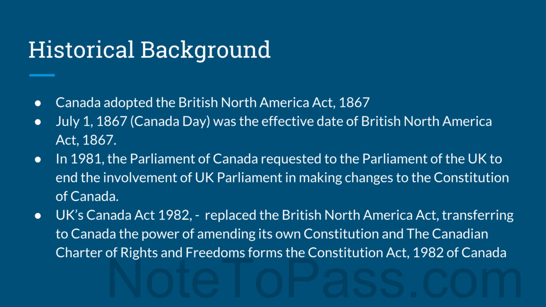So what happened is the UK Parliament made the Canada Act 1982, in which they allowed the Canadian Parliament to make changes to the constitution however they want, without needing any further permission from the UK's Parliament. And after that, the Canadian Charter of Rights and Freedoms was formed, which we call the Constitution Act 1982.